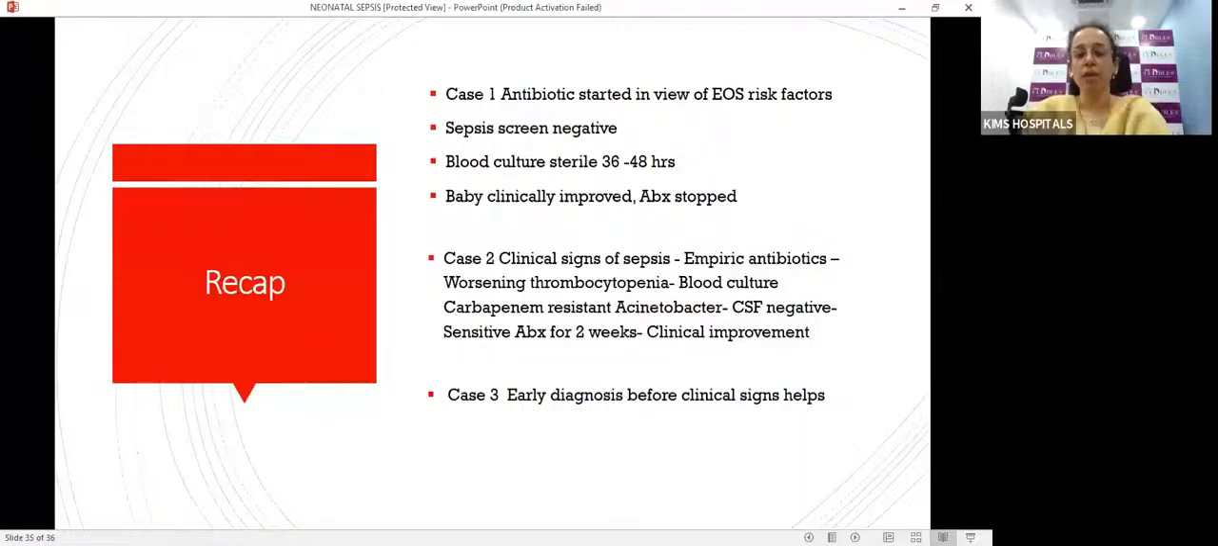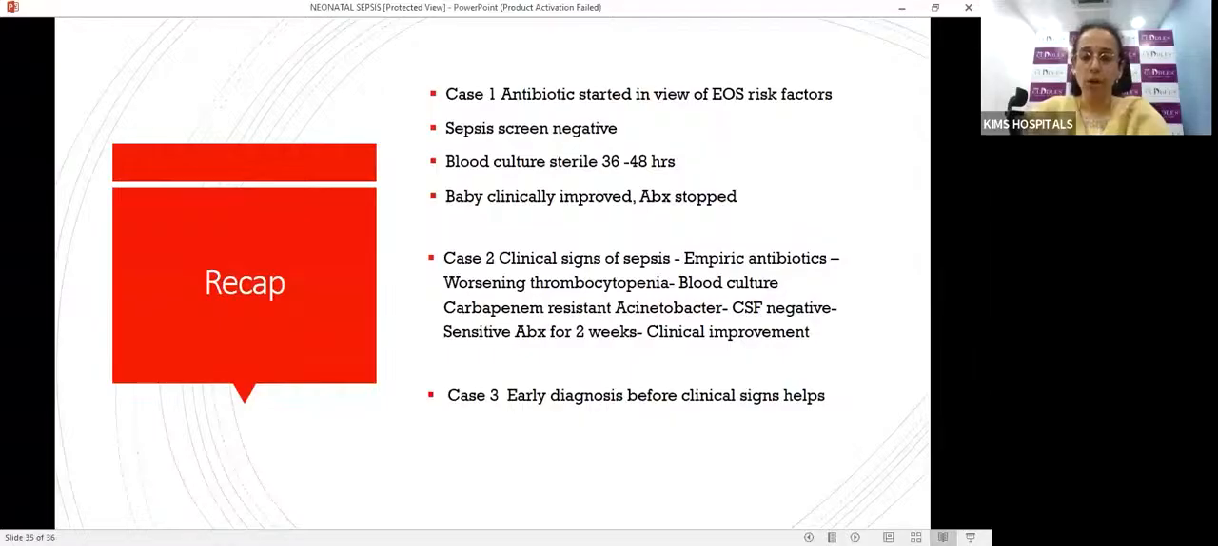Because the culture was negative, we started the antibiotic empirically based only on the risk factors of early onset sepsis. So this was not even clinical sepsis in that baby. Not even clinical sepsis, not even probable sepsis. It was only suspect sepsis. So in case 2, the 25-weeker who deteriorated on day 6 of life.